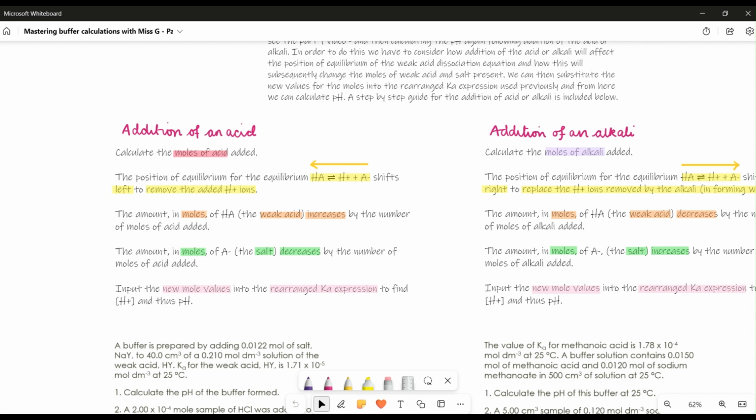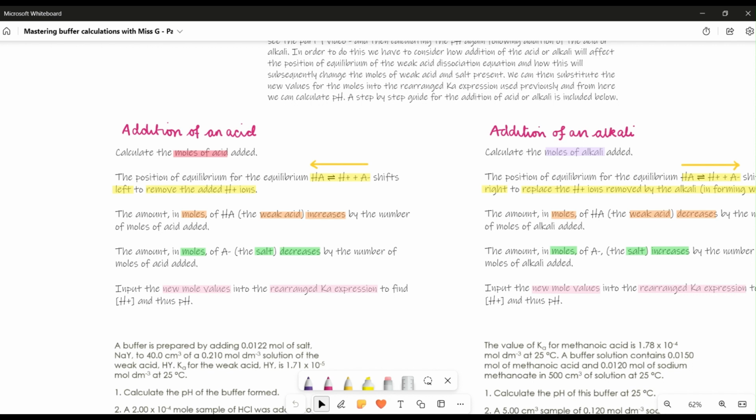So if I add more H plus ions, the position of equilibrium is going to shift left to use up or remove the added H plus ions. And if the position of equilibrium is shifting to the left, then that means we are going to make more of the weak acid, HA, and we're going to lose some of the salt, the A minus, because that's going to react with the added H plus ions to get rid of them, leading to the formation of more of the weak acid. So the amount in moles of the weak acid will increase by the number of moles of acid that we have added to the buffer.